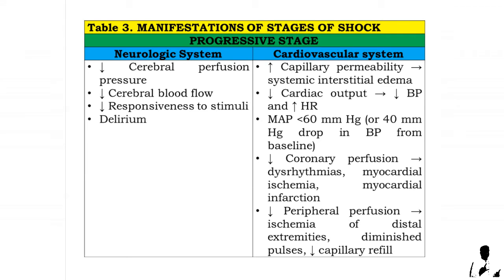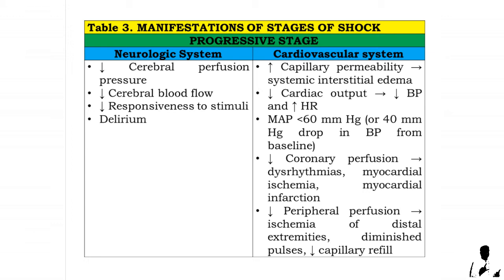Progressive stage. Neurologic system. Decreased cerebral perfusion pressure. Decreased cerebral blood flow. Decreased responsiveness to stimuli, and delirium. Cardiovascular system. Increased capillary permeability that leads to systemic interstitial edema. Decreased cardiac output that leads to decreased blood pressure and increased heart rate. Mean arterial pressure is less than 60 mm Hg or a 40 mm Hg drop in blood pressure from baseline.